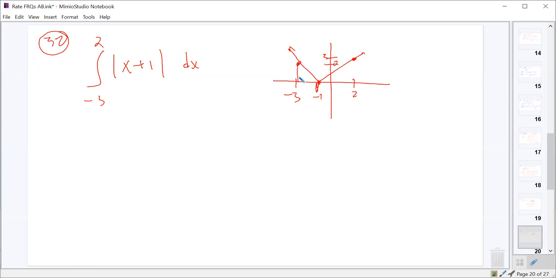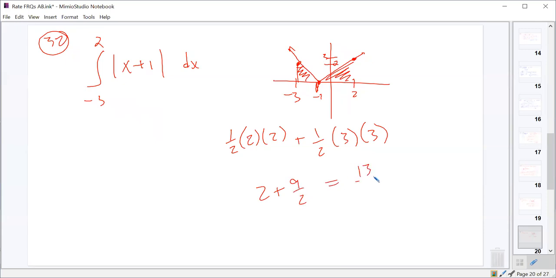So we're just looking at the area of this triangle plus this triangle, 1/2 base times height plus 1/2 base of 3 times height of 3. So 2 plus 9/2, or 13/2. Any questions there on 32?